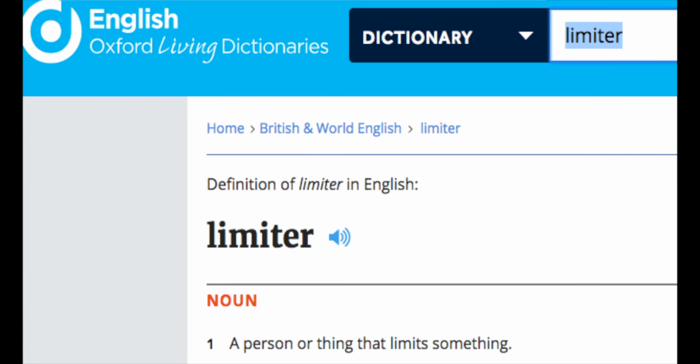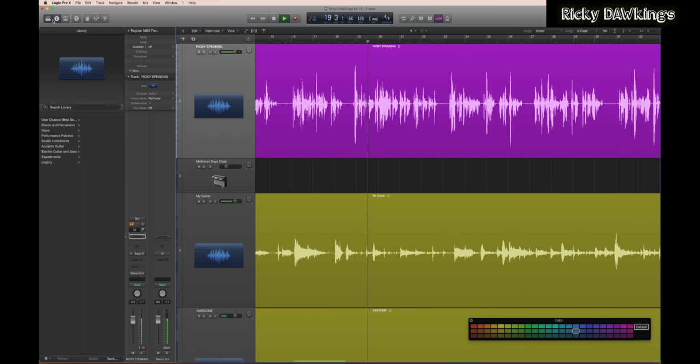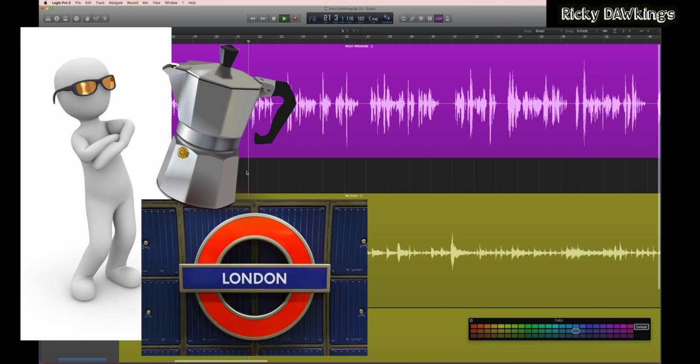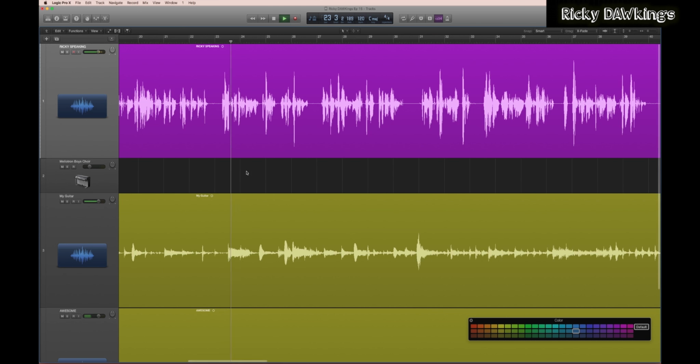A dictionary defines a limiter as a person or thing that limits something. I would conjecture to proclaim that actually a limiter is a person, place, or thing that limits a person, place, or thing. We've all met people, places, or things in our lives that try to limit us and to make us less than our dreams.